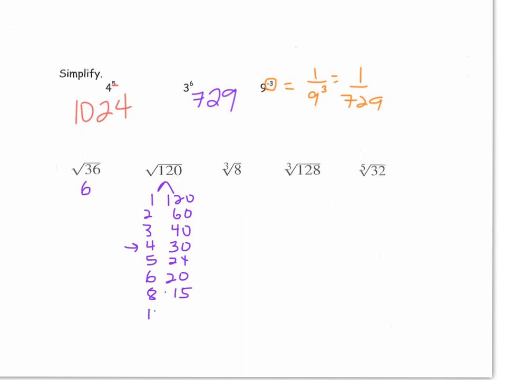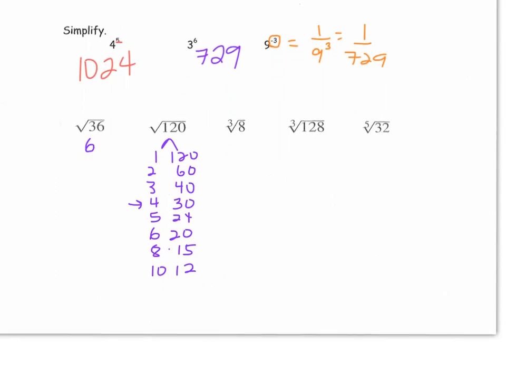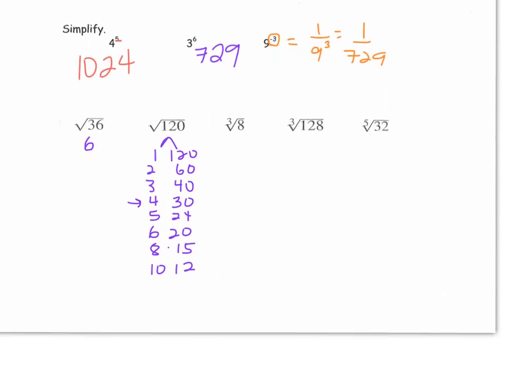There are so many factors of 120. 10 goes into 120 12 times. So when I look at all my factor choices, I notice that the only factor set that has that perfect square is 4. So if I use these two numbers and break down the square root of 120 as 4 times 30, 4 is that perfect square that can come out as a 2. The square root of 4 is 2. Now 30 on the inside doesn't break down any further. So the final simplified form is 2 square root 30.